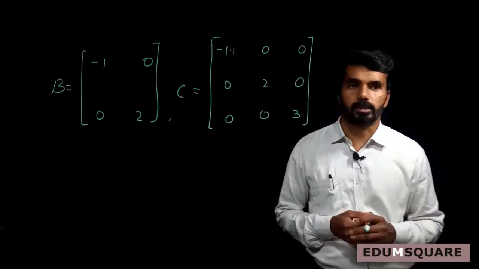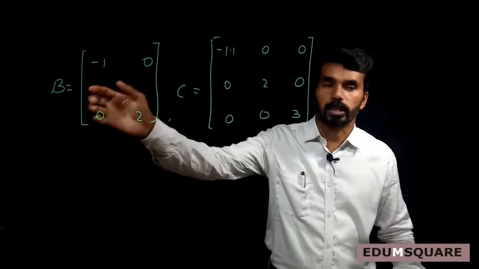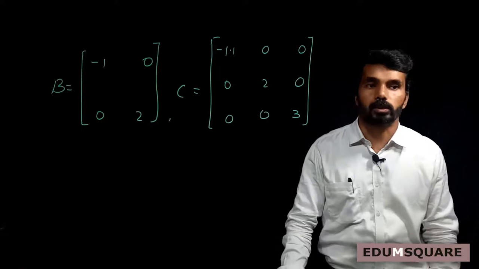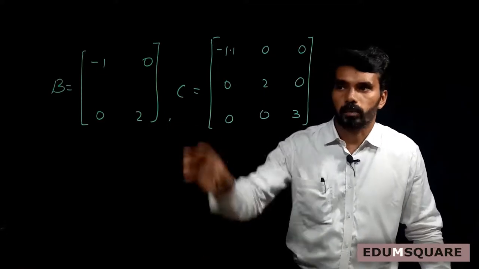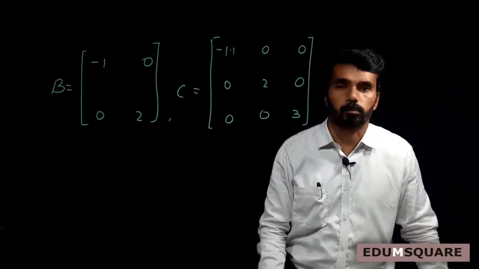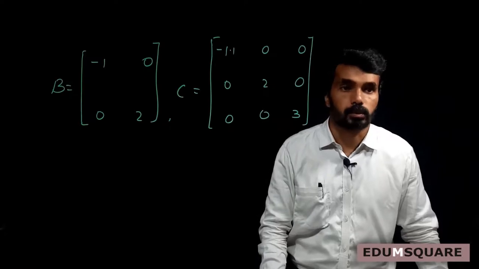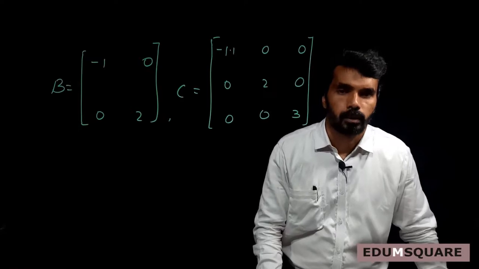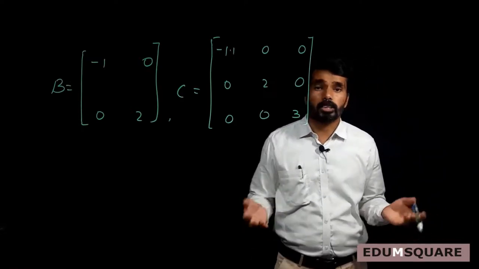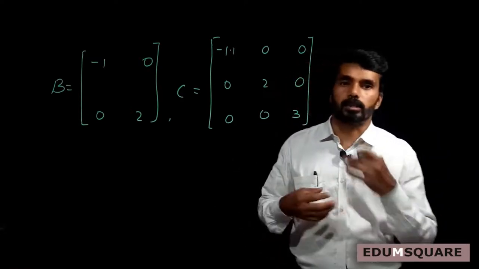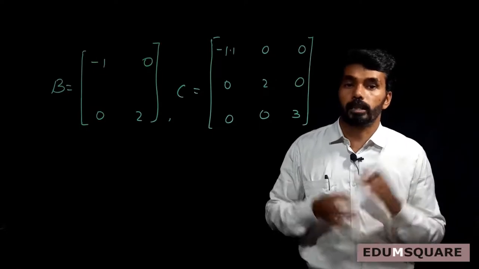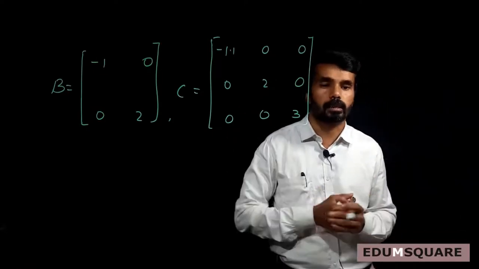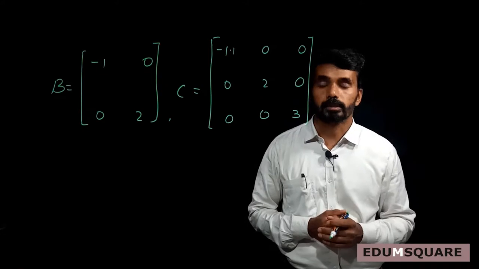Okay, now let us consider two examples. Two matrices: B is equal to -1, 0, 0, 2. Another one, C is equal to -1.1, 0, 0, 0, 2, 0, 0, 0, 3. Here, what speciality can you see in these two matrices? Yes, tell me.